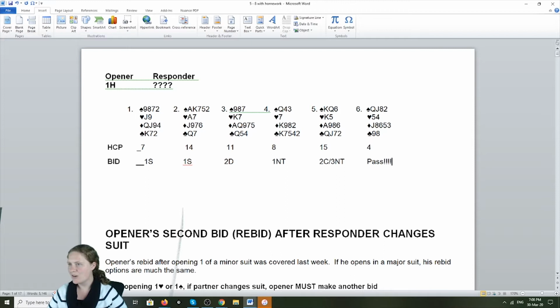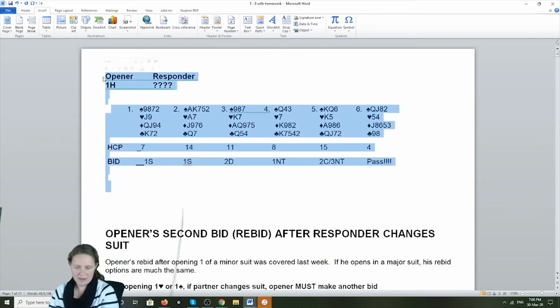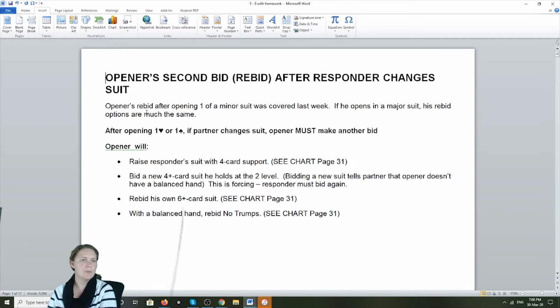I haven't had any comments or any questions, so I'm trusting that you all got all of those absolutely perfectly correct before you started the session today. Now the next bit that we're going to get into is opener's second bid, and this is known as a rebid after the responder changes suit.